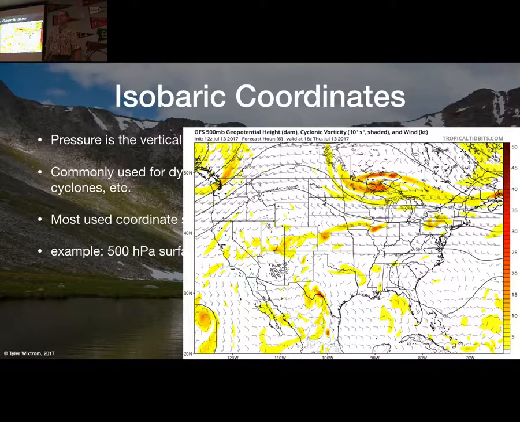Now, isobaric coordinates do have a couple of disadvantages. The primary one is that when you're in high terrain like out here, the pressure surface may be below the ground. For example, 850 hectopascals is commonly used, but that can't really be used too much out here because that's below the surface.